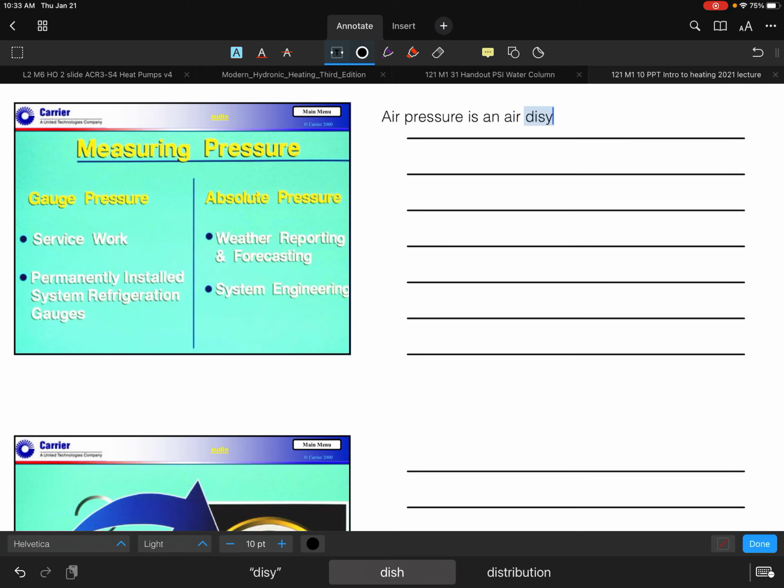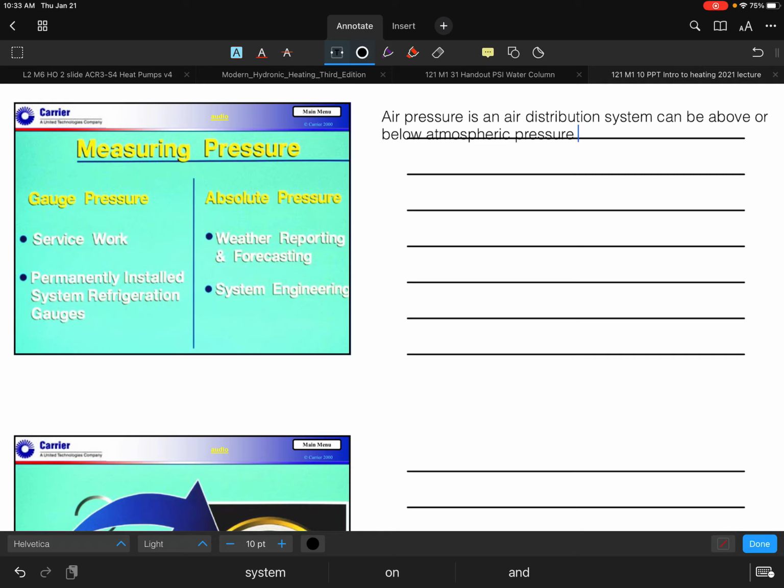In an air distribution system, they can certainly be above or below atmospheric pressure. So that's a given. They can be above or they can be below. That's something that we have to deal with.